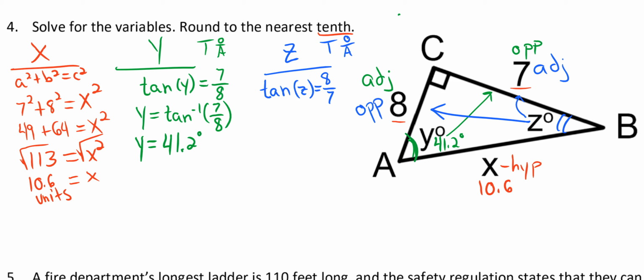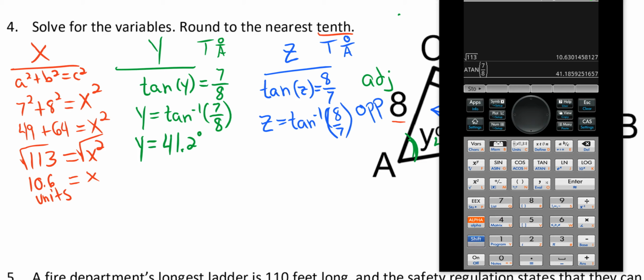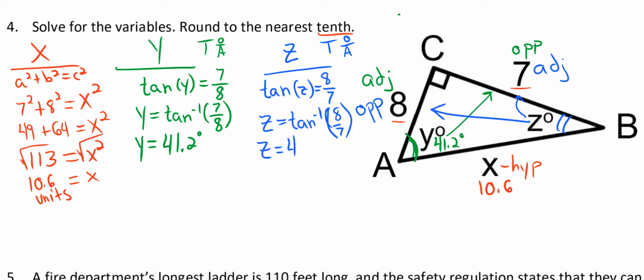So from here, to solve for z and get it by itself, we have to get rid of the tangent. To do that, we're going to do the inverse tangent. So the inverse tangent of 8 over 7 now. We're going to put that in our calculator. So we're going to press second tangent, 8 divided by 7. Hit enter, and we get that answer, 48.8, since we're rounding to the nearest tenth. So z is equal to 48.8 degrees.